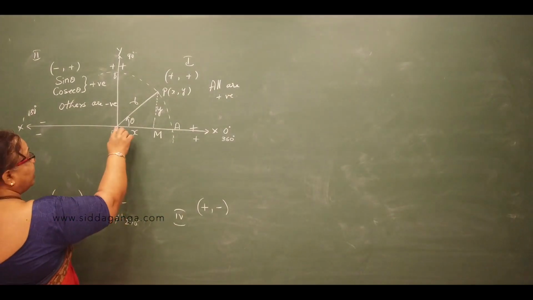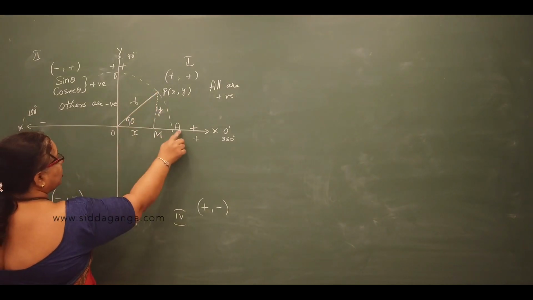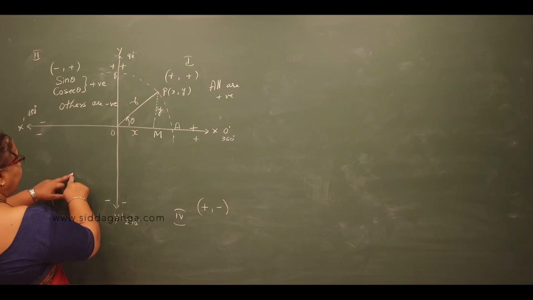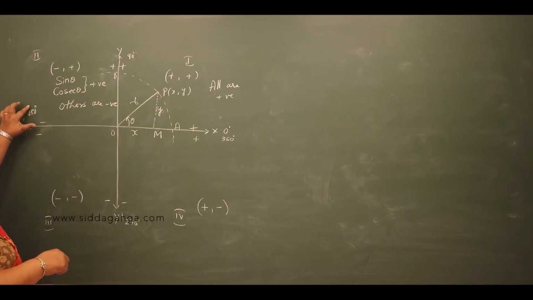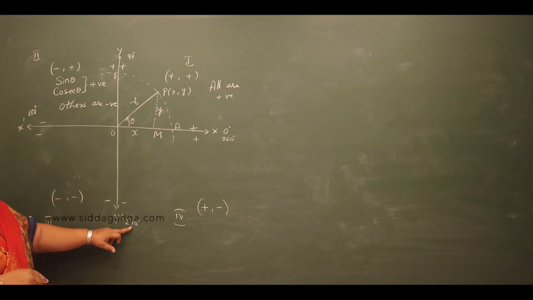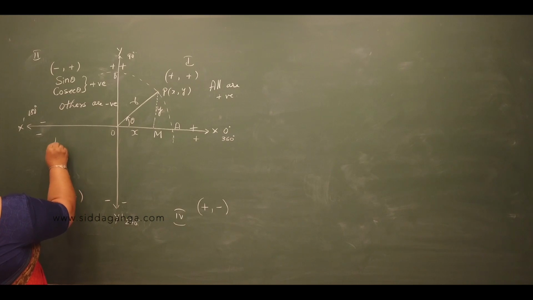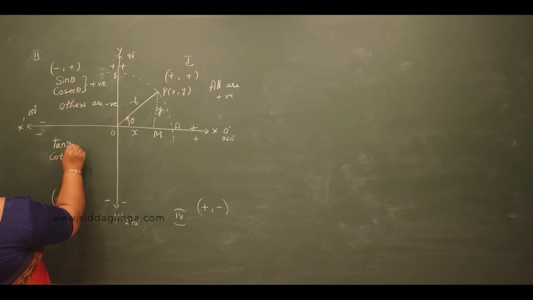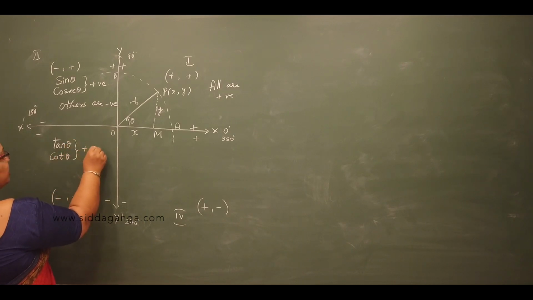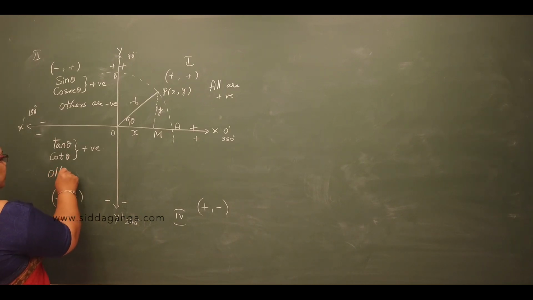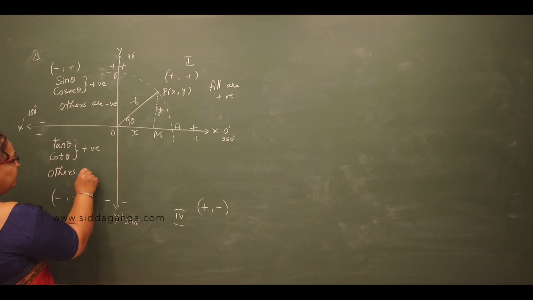If we rotate the line OP from the initial position, and if it lies in the third quadrant, then the angle varies from 180 degree to 270 degree. Hence in the third quadrant we have tan ratio and its reciprocal, that is cot theta. These two ratios we have to take with the positive sign, and the remaining ratios are taken with negative sign.